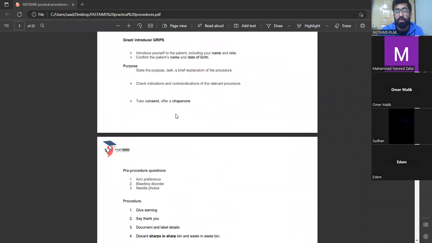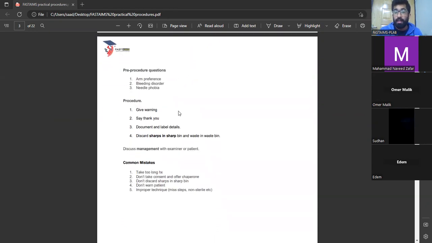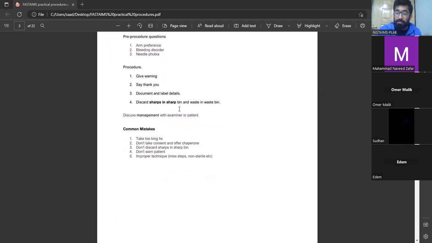Check indications, contraindications, take consent, ask for a chaperone, and then proceed to the procedure. Ask 3 important questions, and while performing the procedure, always give a warning before doing any step that is related to the patient. And then at the end, sharps in the sharp bin, and document and label everything. Discuss management with the patient or the examiner.